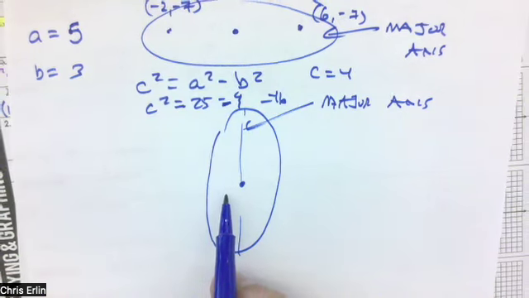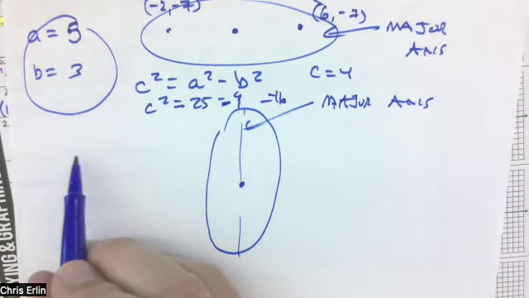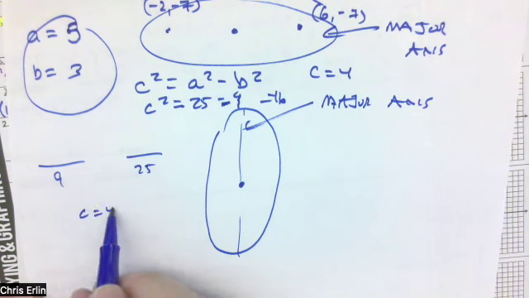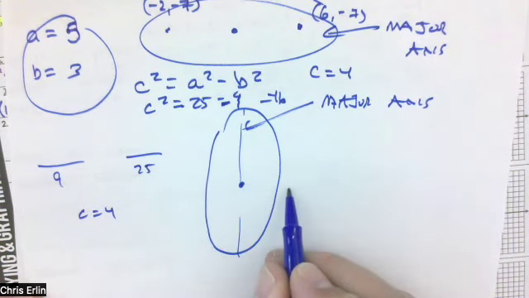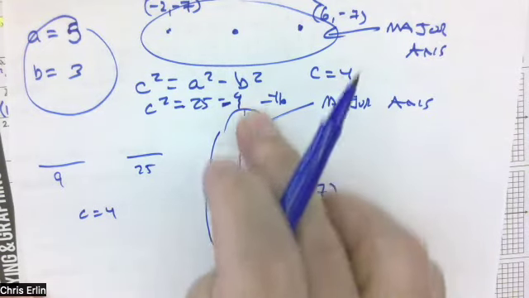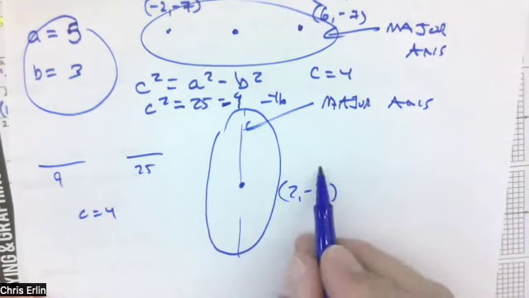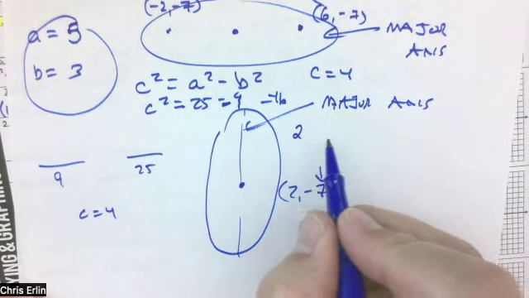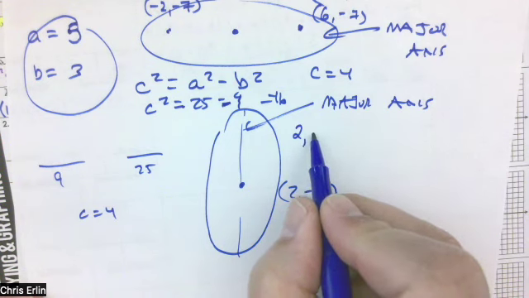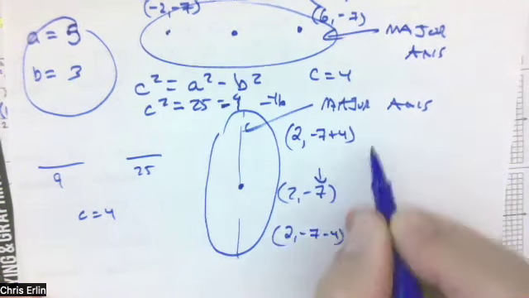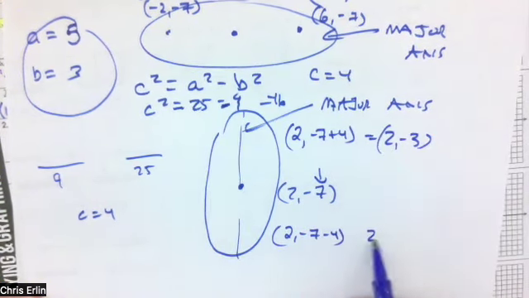Whereas down here, if I had the exact same values, but now the one under the x is the 9 and the one under the y is the 25, so it's going this way, my c would still be 4. But now if this point were (2, -7) again, I have to affect the y value with my c. So I'd be adding 4 or subtracting 4 from this. Yeah. (2, -7) plus 4, and (2, -7) minus 4. So it'd be (2, -3) and (2, -11).